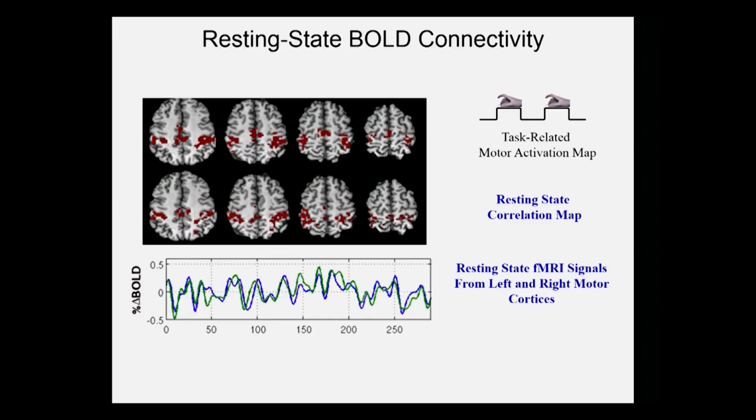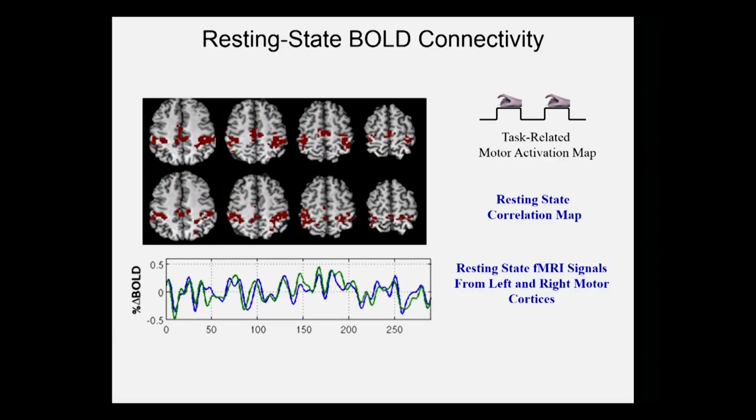So for example, if I told you to tap your fingers while you're in the scanner and map out those areas that are in sync with the finger tapping, you would identify your motor cortices, okay? Now, if I did another experiment and I said just lie in the scanner and don't do anything, and I looked at your oxygenation signals, they would fluctuate fairly randomly. But if I looked at the left motor cortex, say in green, and then looked at the signal in the right motor cortex, they look very much alike.